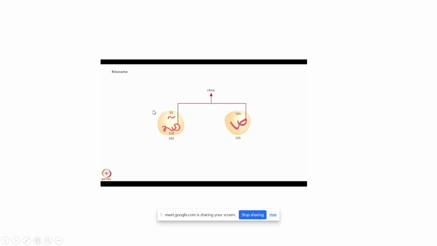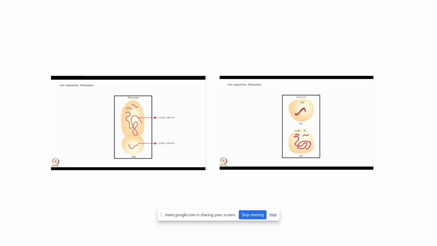And inside the prokaryotes, the ribosomes are made up of 23S RNA and 5S RNA, and 16S and 30S are present. Sorry, these are present in the prokaryotes, whereas these are present in the eukaryotes. The ribosomal nature in prokaryotes and eukaryotes is different.